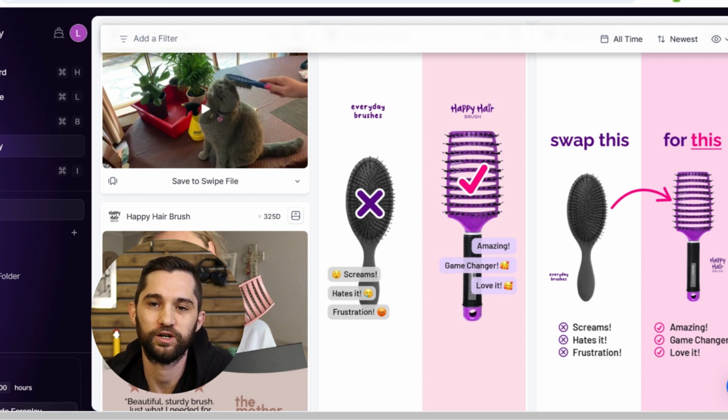So we show frizzy hair and then we show smooth hair. The same way that the UGC did, but without using video, we used an image. So hopefully that'll get slightly lower CPMs. So we went ahead and did that.